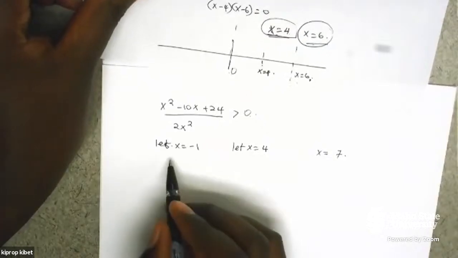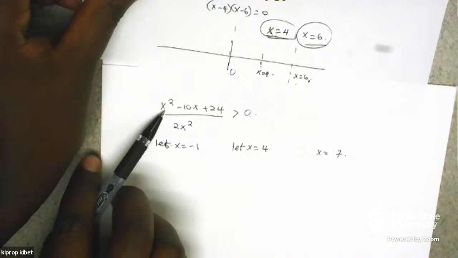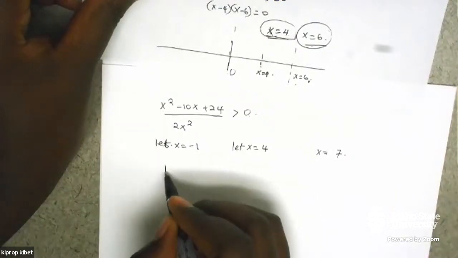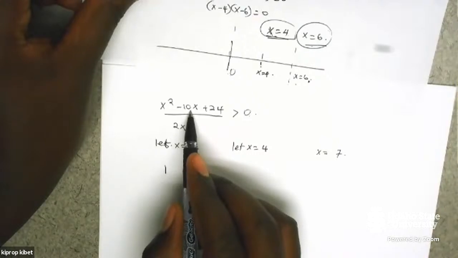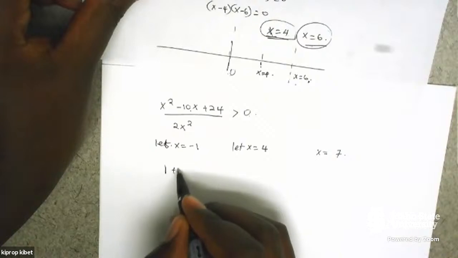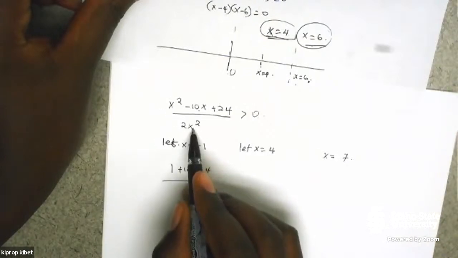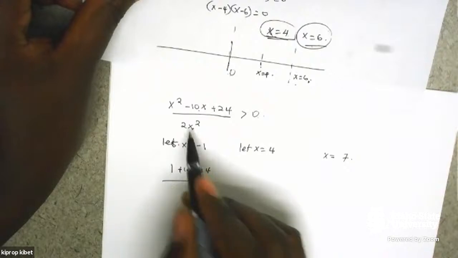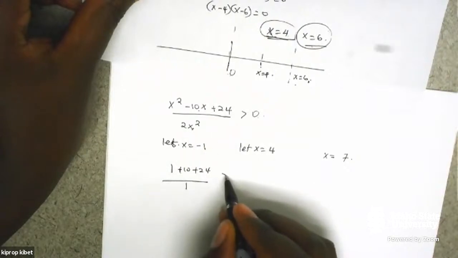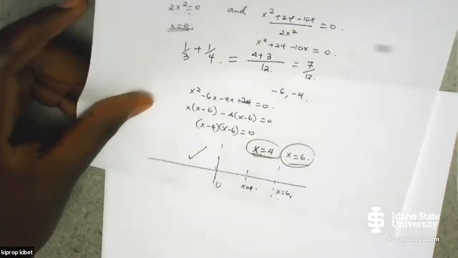So let's try x equals to -1. When you put -1 here, what do you get? You get 1, right? When you put -1 here, you get plus, so plus 10, and then plus 24, all over 1 squared, which is 1. So is this greater than 0? It will be greater than 0, right? So this is greater than 0.